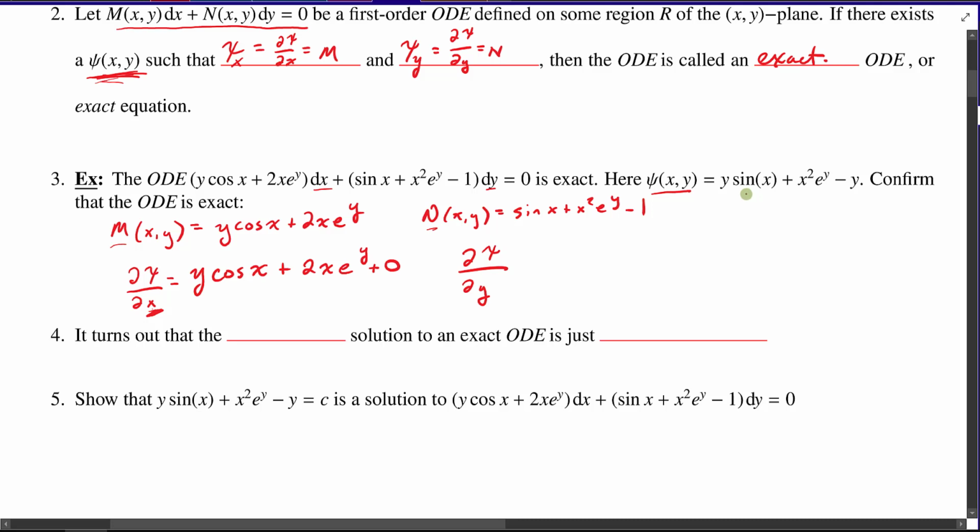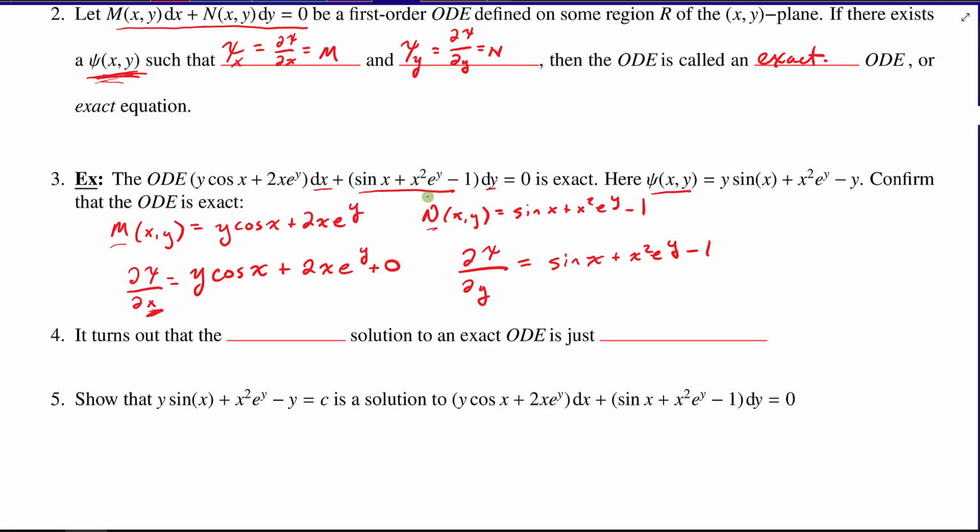So when I take the partial derivative of this term, it's a linear term as far as y is concerned. The derivative of a linear term is just its slope, just that constant, so we just end up with the sine of x. When I take the derivative of x squared e to the y with respect to y, treat that x squared as a constant, and the derivative of e to the y is just e to the y, so we get plus x squared e to the y, and then the derivative of a minus y with respect to y is just a minus 1. But look, this is exactly what we called our N of x y, and so we have shown that this is an exact ODE.